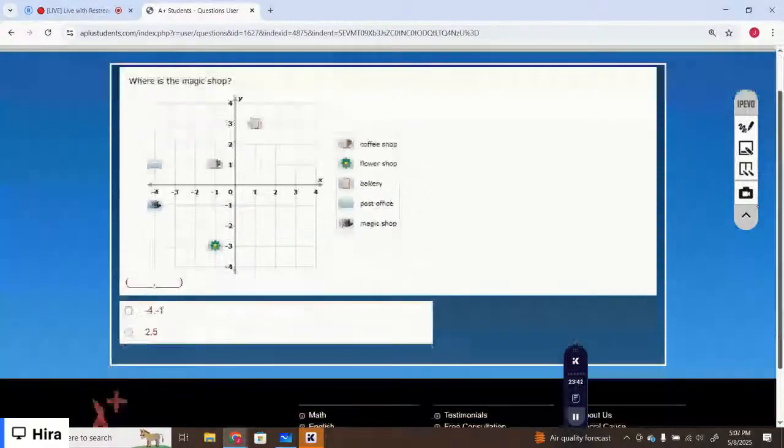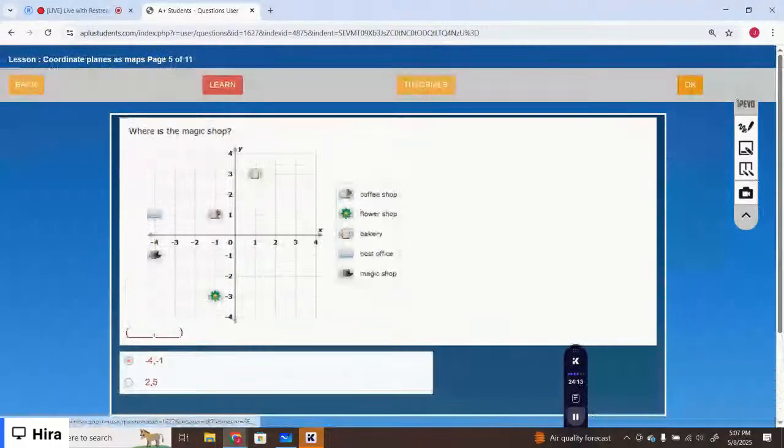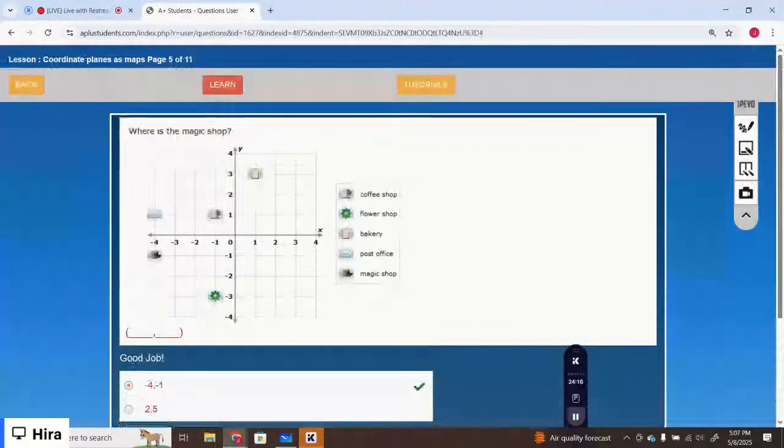Where is the magic shop? Here is the magic shop. This is the sign. That is -4 and -1. Option number 1 is the correct option.